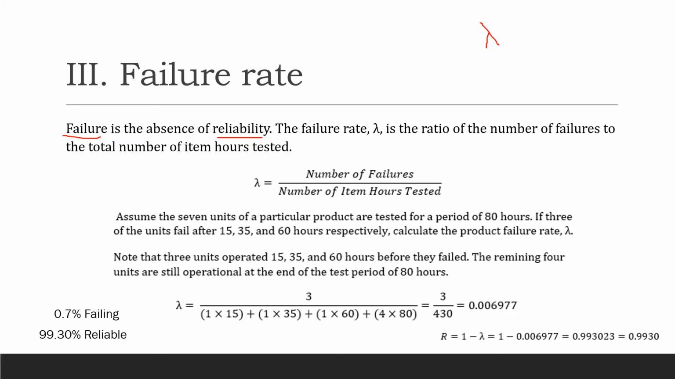It's the ratio of failures to the total item hours tested. Students have issues with item hours tested. It's just a word. It's just the number of items you're testing, times time. So the failure rate is a ratio, meaning it's a mathematical expression, a fraction. The number of failures divided by item hours tested is a ratio.